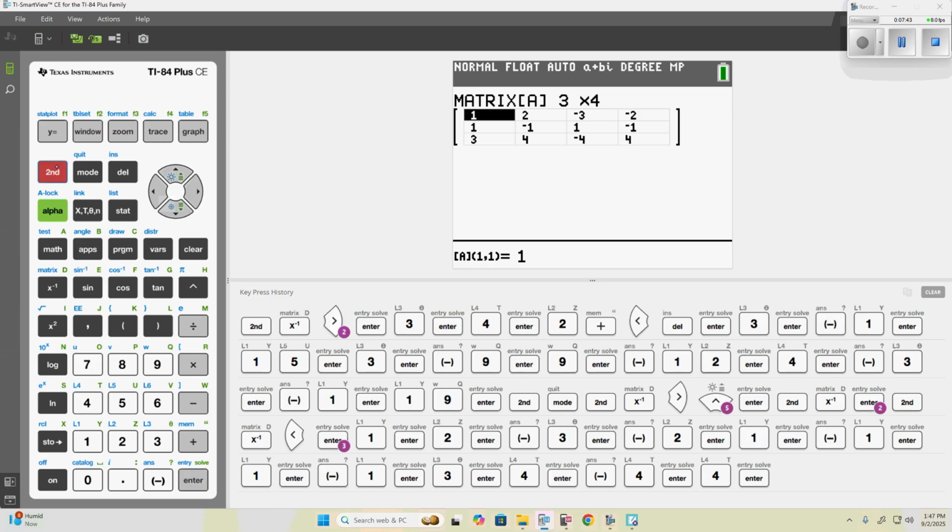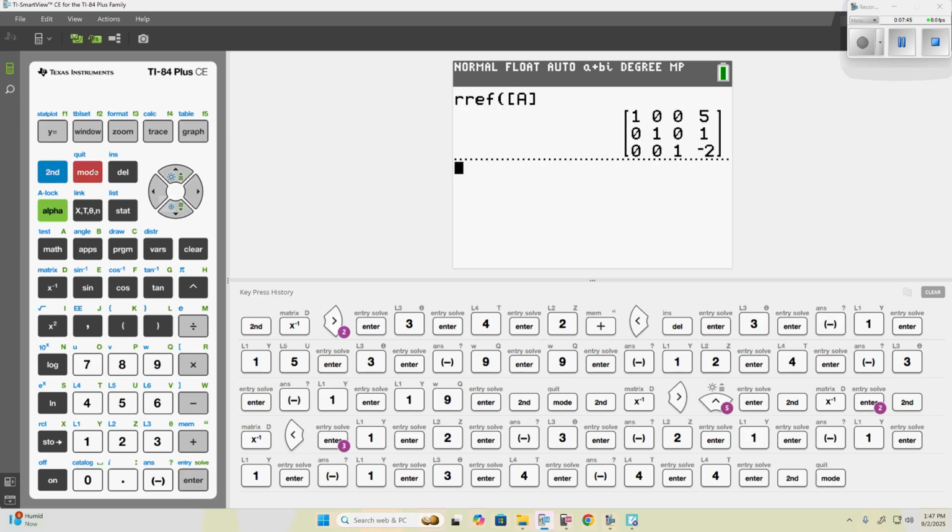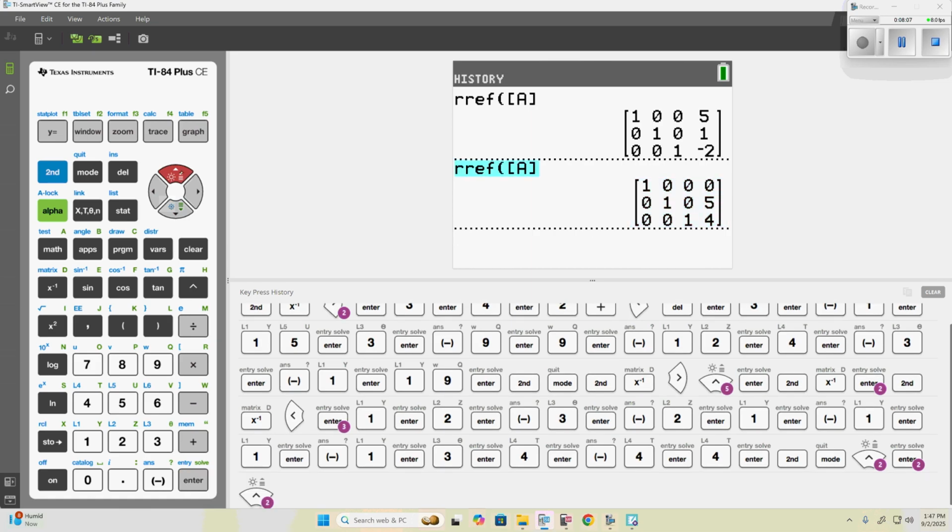Then we went where? Second quit. Then second matrix, over to math, find R, REF. Enter. Second matrix, we recall matrix A, yes? 1, 2, enter, enter. Oh, by the way, if we select something and hit enter here, it will recall it. So I select REFA, I hit enter, brings it back down.